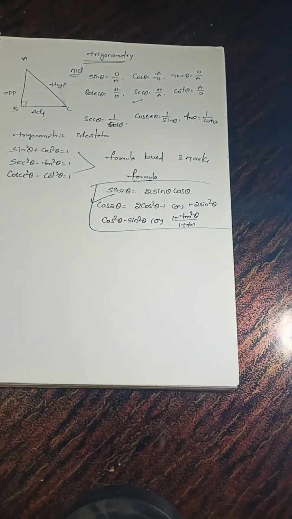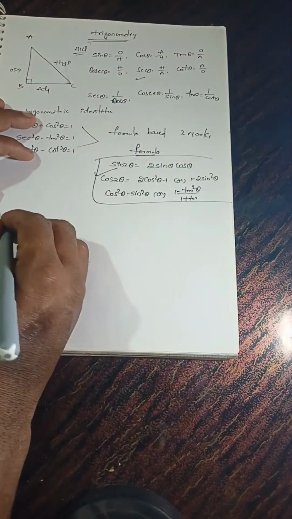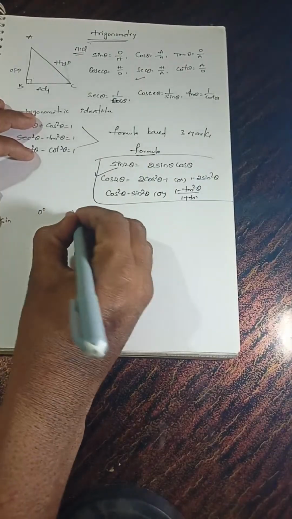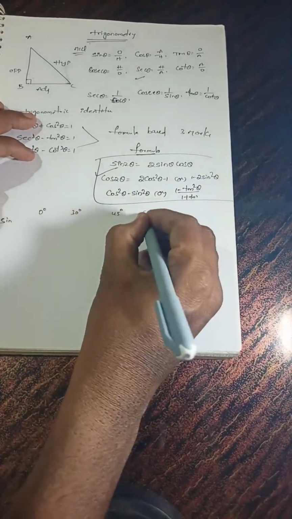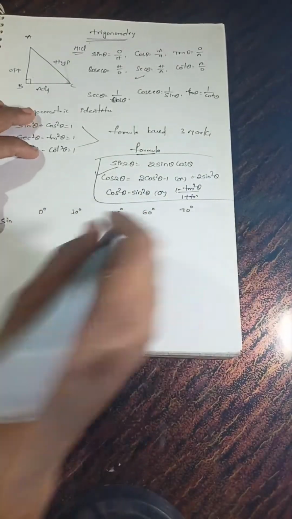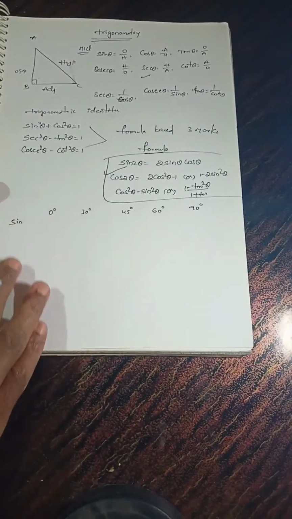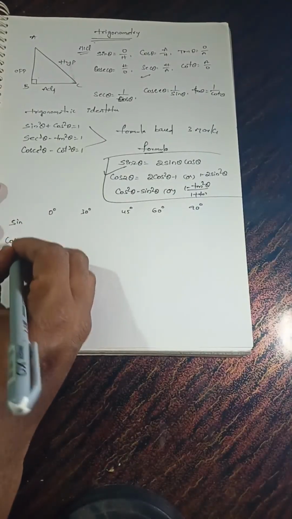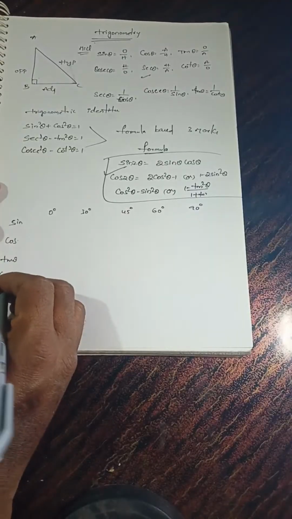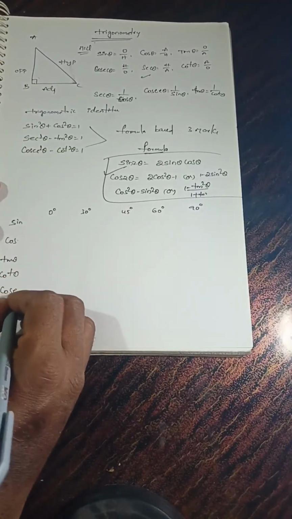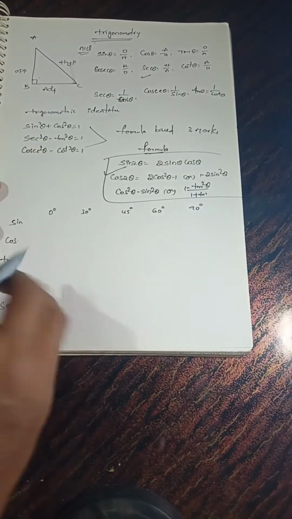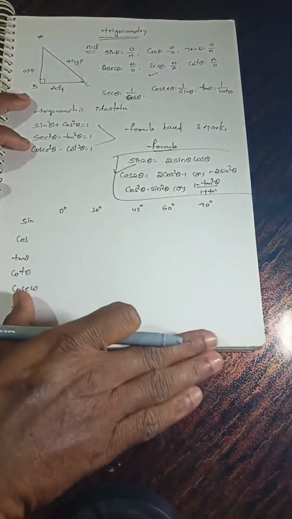Next is the trigonometric table: sin 0 degrees, 30 degrees, 45 degrees, 60 degrees and 90 degrees. If you remember sin, you'll remember all. There is no chance of leaving any of these questions. Compulsorily attempt all of them. Under sin, cos, tan theta, write down immediately cot theta, next cosec theta, then sec theta. Why am I writing this? Let me explain. You'll get to know.